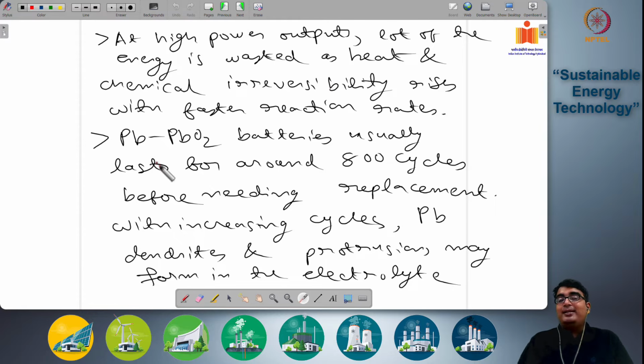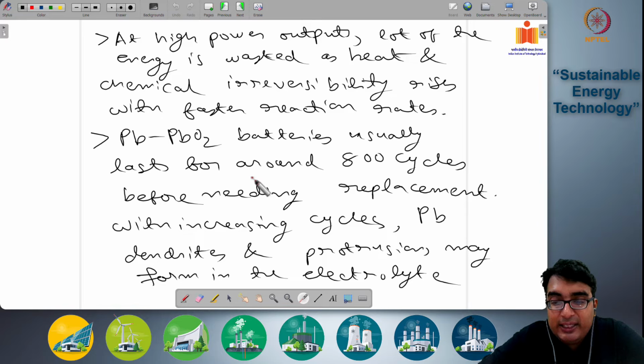Now lead oxide batteries usually last for around 800 cycles. This is also an important point. Unlike capacitors and supercapacitors that can last for millions and hundreds of millions of cycles, the lifespan of typical batteries is quite low, around 800 cycles. So they have a short lifespan before they have to be replaced. And this is again because you are having chemical reactions, heat generation, etc. that slowly but irreversibly degrade the structural integrity of the electrodes.